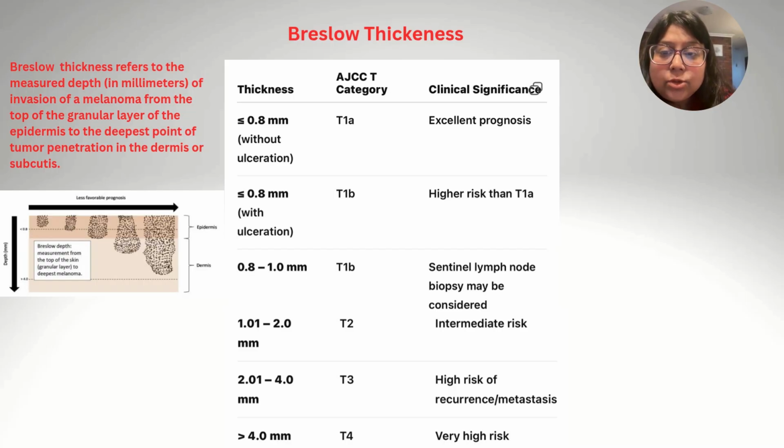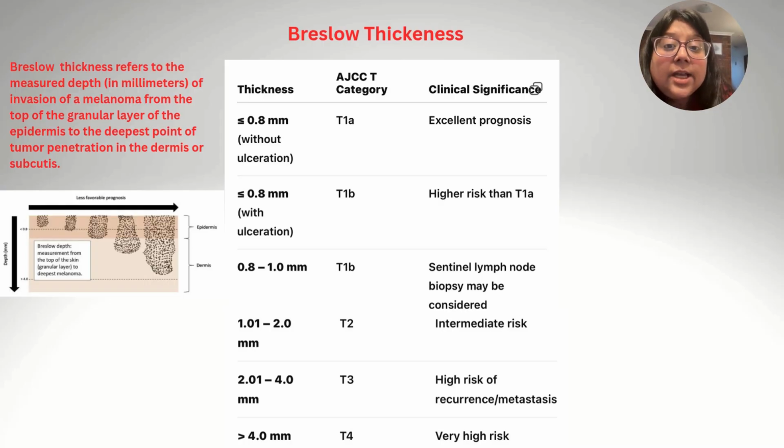Breslow thickness refers to the measured depth in millimeters of invasion of a melanoma from the top of the granular layer of the epidermis to the deepest point of tumor penetration in the dermis or subcutis. If the thickness is equal to or less than 0.8 millimeter without ulceration, it is AJCC T category T1a and the prognosis is excellent.